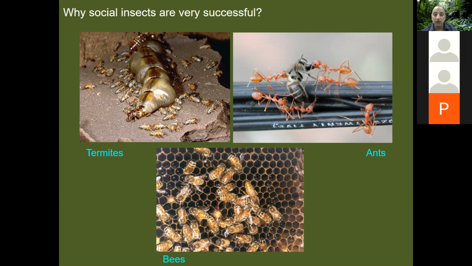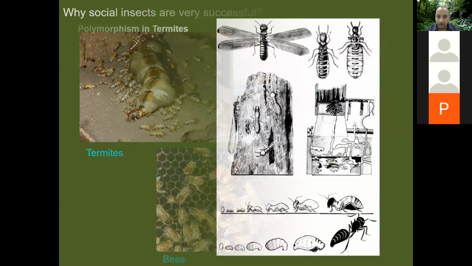In ants also, you have soldier ants, you have the workers, you have the queen, and the winged ones, and the allied ones. So all this polymorphism is there, and they do their work in a very organized and systematic way. So they are very successful.